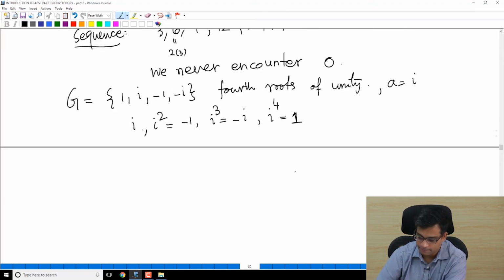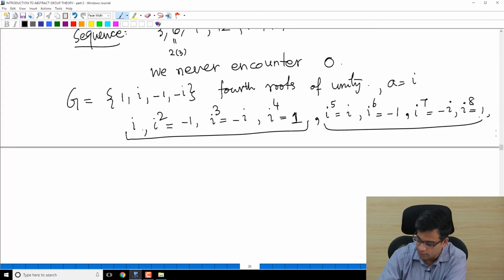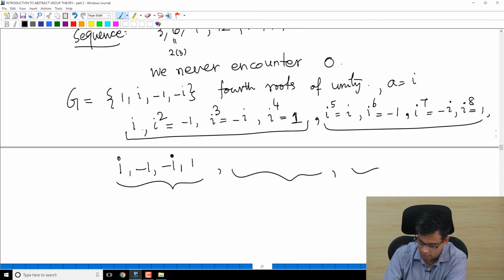So this is the segment that keeps repeating. The next I to the 5th will be I again, I to the 6th will be minus 1, I to the 7th will be minus I, and I to the 8th will be 1 again. So this will be repeated. So the segment that keeps repeating is I, minus 1, minus I and 1. So then you repeat this and then you repeat this.